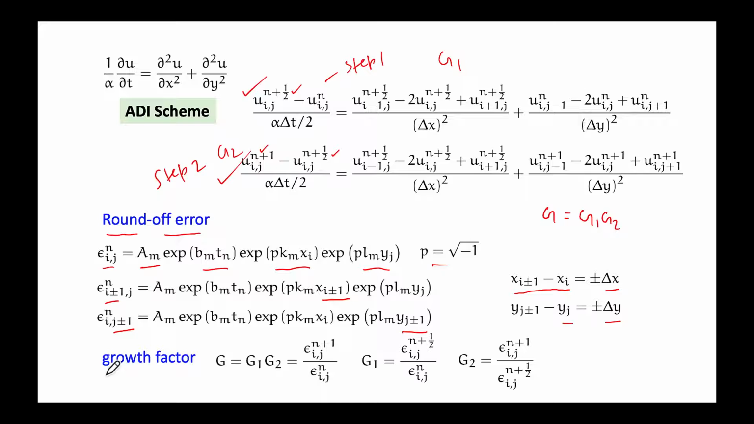So the overall growth factor is capital G, which is a product of G1 and G2. This overall growth factor is epsilon_ij^(n+1) divided by epsilon_ij^n. G1 is the first part, epsilon_ij^n to epsilon_ij^(n+1/2), and G2 is the second part, that goes from n plus half to n plus 1.